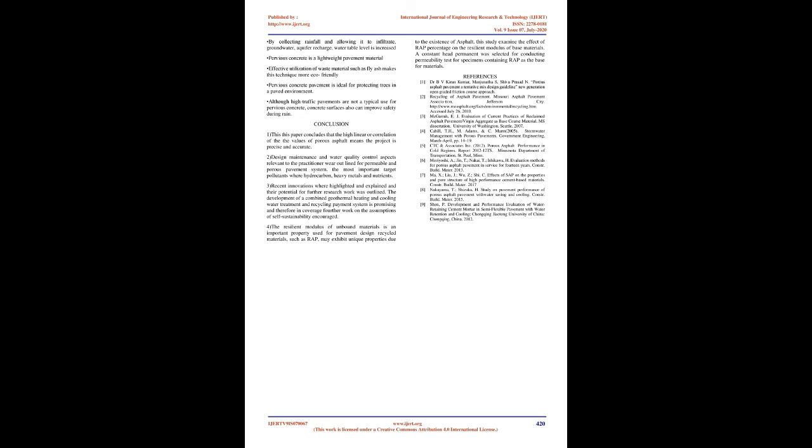4. The resilient modulus of unbound materials is an important property used for pavement design. Recycled materials, such as RAP, may exhibit unique properties due to the existence of asphalt. This study examined the effect of RAP percentage on the resilient modulus of base materials. A constant head permeability test was selected for conducting permeability tests for specimens containing RAP as the base materials.